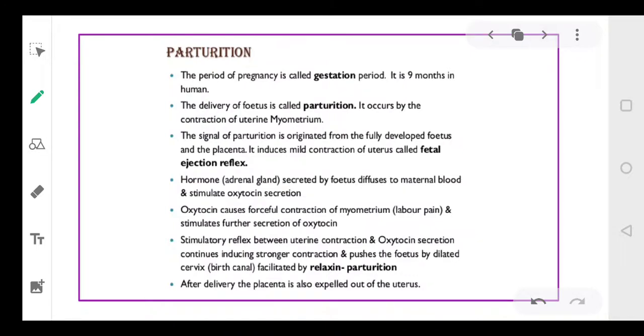Now, parturition. Parturition means delivery of the child. So the child will be delivered from the female body after 9 months. This period of pregnancy is called the gestation period. What do we call it? The gestation period, and it is of 9 months. And the delivery of the child is called parturition, and it occurs due to the contractions of the myometrium. The endometrium helps in the growth of the child, then the contractions of the myometrium will deliver the child.